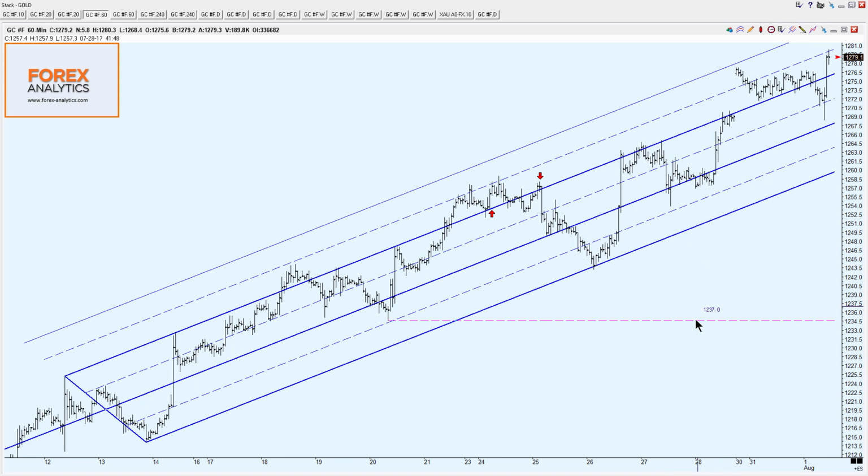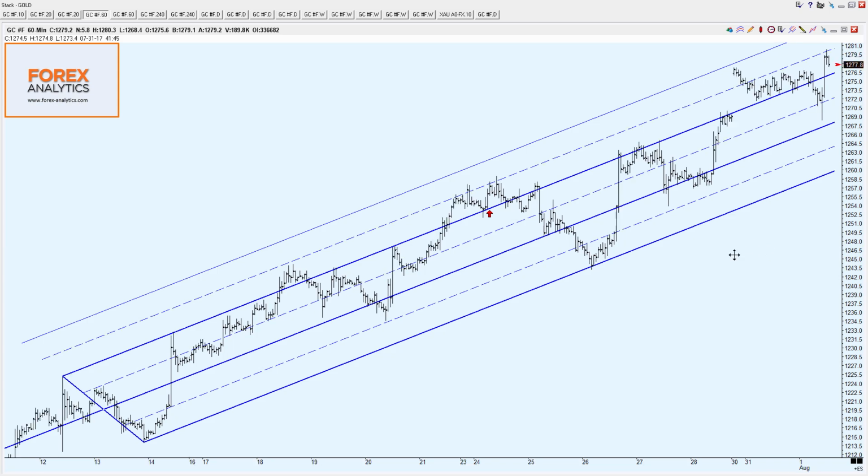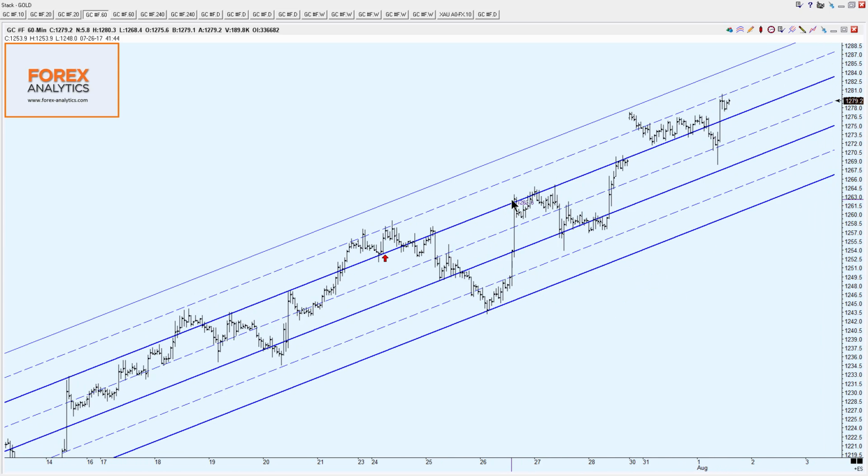Since then, what's happened? Let's just take things forward a little bit, show you what we've been looking at. Price again didn't quite get up to this quartile, so we were a little bit wary.